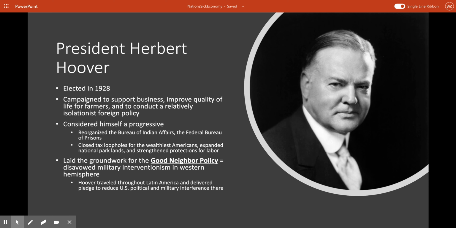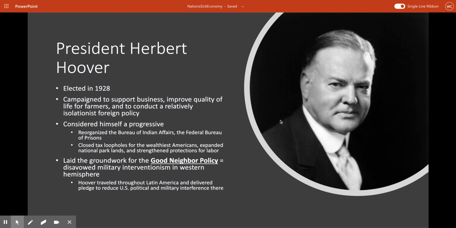So his administration really laid the groundwork for what became the Good Neighbor policy under his successor, who was Franklin D. Roosevelt, who we will definitely talk about later. And this Good Neighbor policy explicitly disavowed military interventionism in hemispheric relations. So he actually embarked on a goodwill tour in Latin America. He traveled to 10 countries there, delivered pledges to reduce U.S. political and military interference in the affairs of Latin American countries. And he actually was successful in mediating a dispute between Chile and Peru over some land.